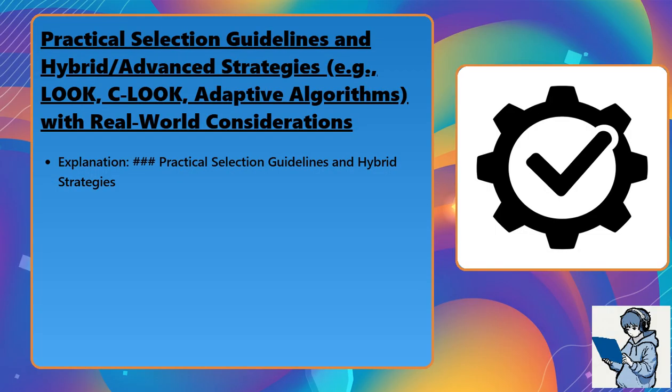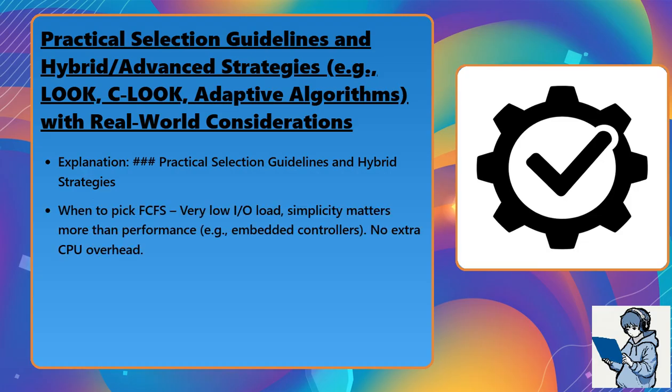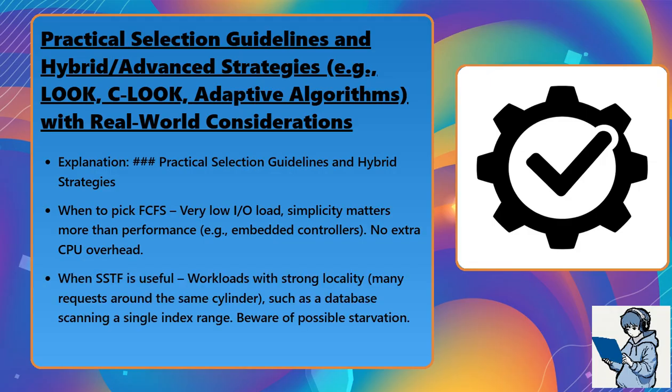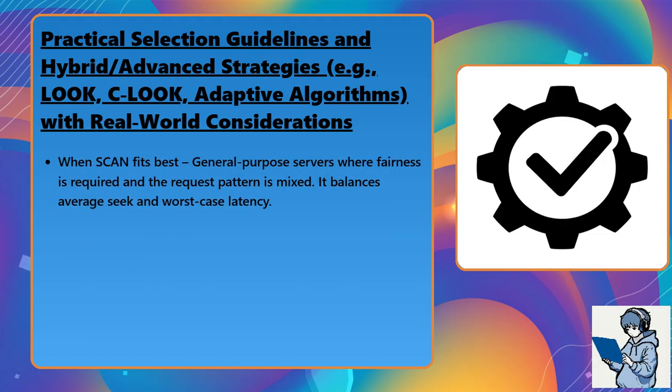Explanation, practical selection guidelines and hybrid strategies. When to pick FCFS: very low I/O load, simplicity matters more than performance, for example embedded controllers. No extra CPU overhead. When SSTF is useful: workloads with strong locality, many requests around the same cylinder, such as a database scanning a single index range. Beware of possible starvation. When SCAN fits best: general-purpose servers where fairness is required and the request pattern is mixed. It balances average seek and worst-case latency.